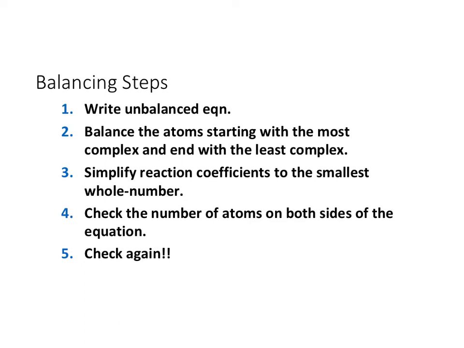The third thing we're going to do during balancing is to simplify coefficients to the smallest whole number. So if we have multiples of 2 or multiples of 3 in front of all of the reactants and products, you're going to divide through to simplify that. And of course, we're going to check the number of atoms on both sides. You make sure you have the same number of one atom type on the product side as you do on the reactant side. And then the last thing is you want to check that again and you'll be done with your balancing. So let's go ahead and do some practice.